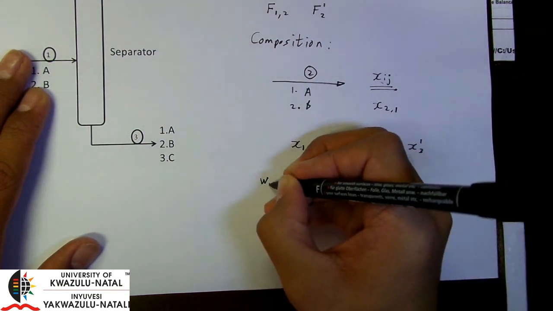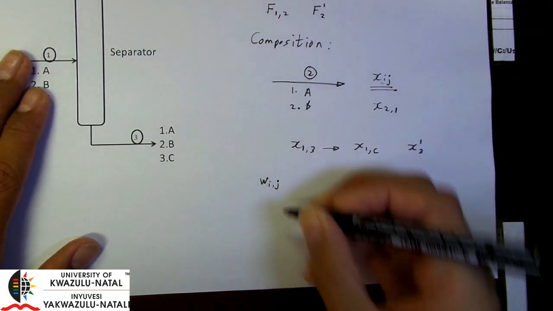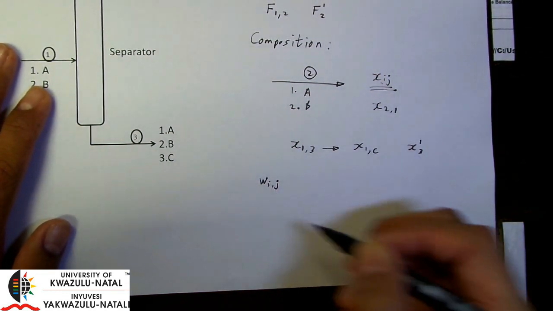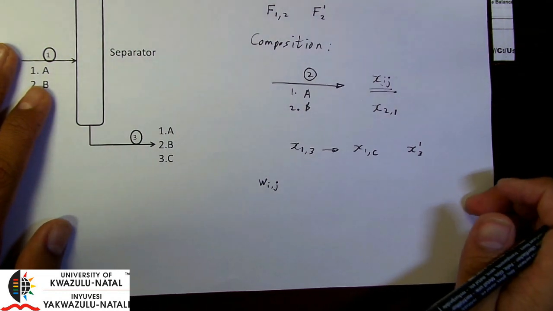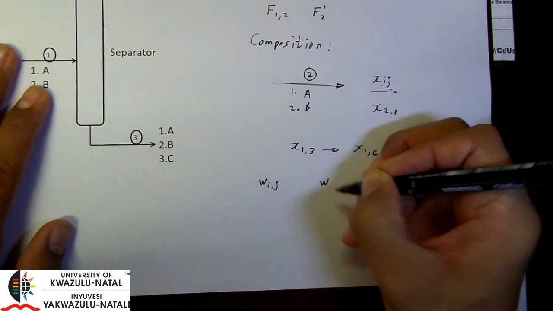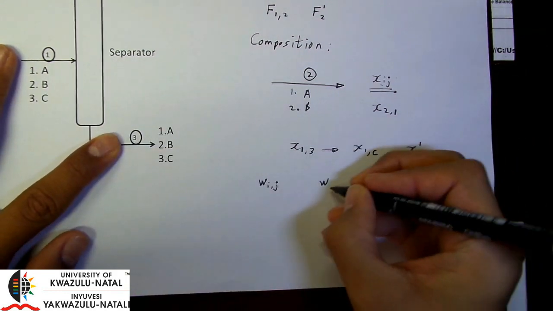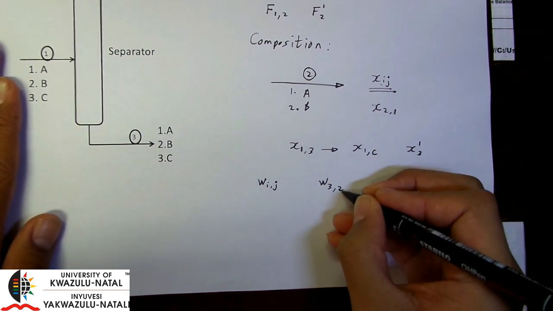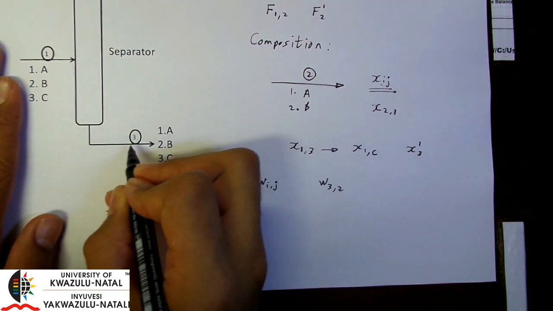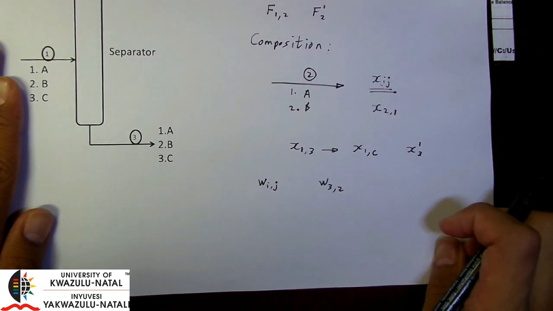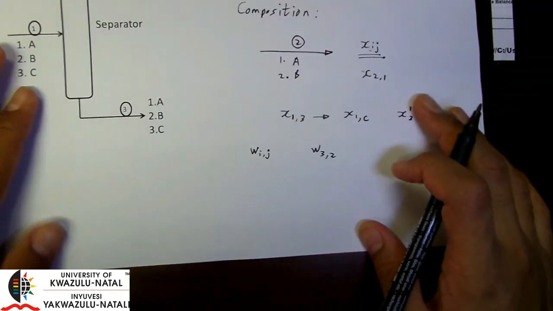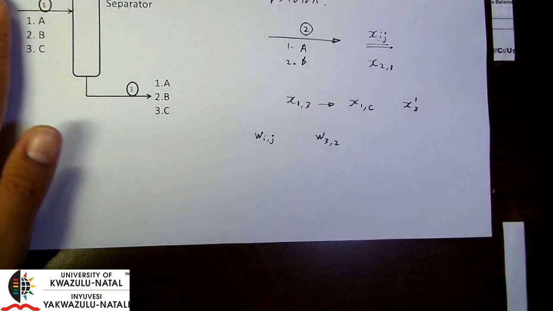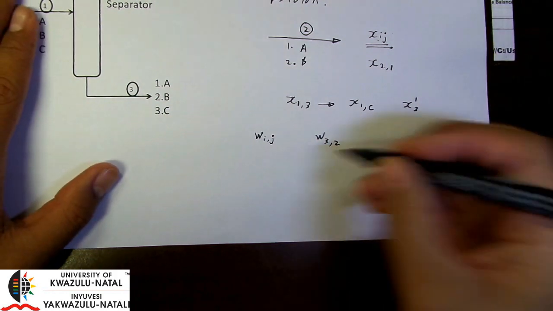where Wij is the mass fraction of component j in stream i. So, for example, W32 will be the mass fraction of component 2 in stream 3. Now, in a mass balance problem, we work either in molar terms or in mass terms.